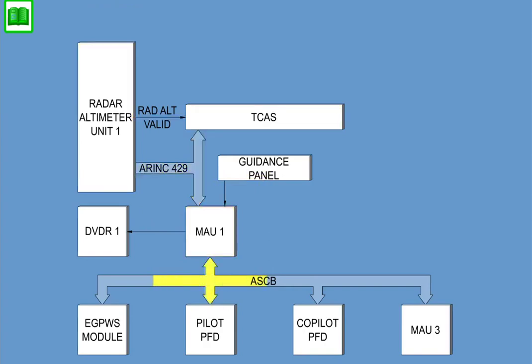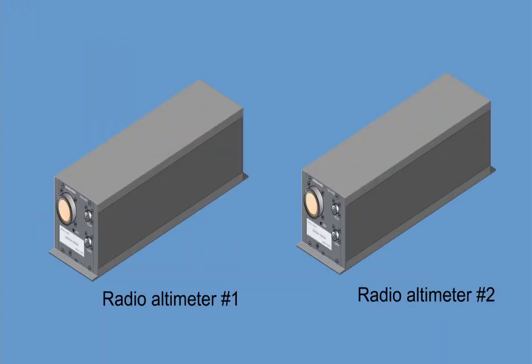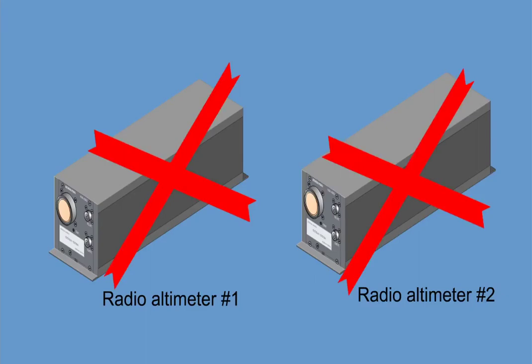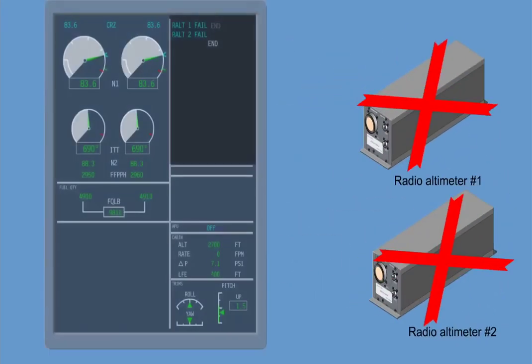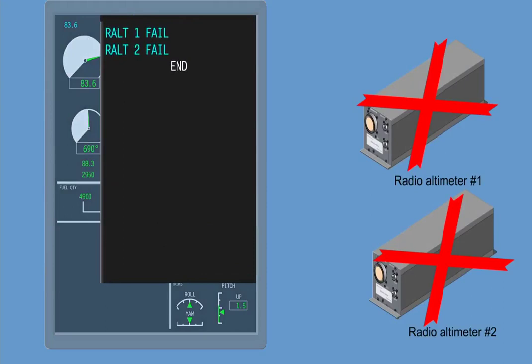In addition, other interfaces are performed, such as with the EGPWS system to determine airplane sink rate variation, with the DVDR system in order to record mandatory parameters. When one or both of the radio altimeters has failed, the associated CAS message, Radio Altimeter 1 Fail or Radio Altimeter 2 Fail, is displayed on the ICUS display.